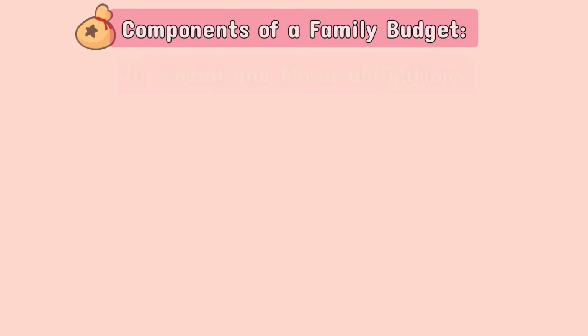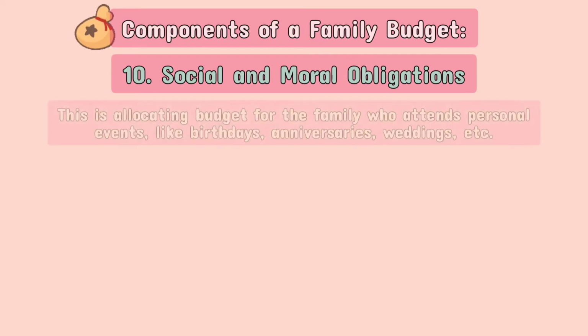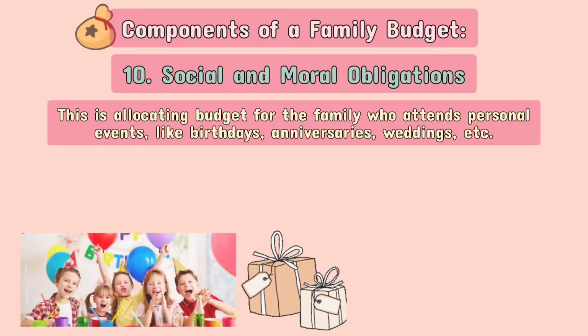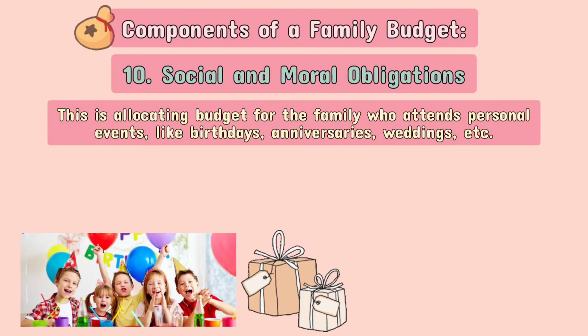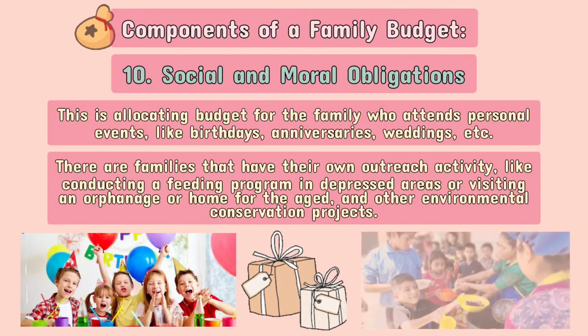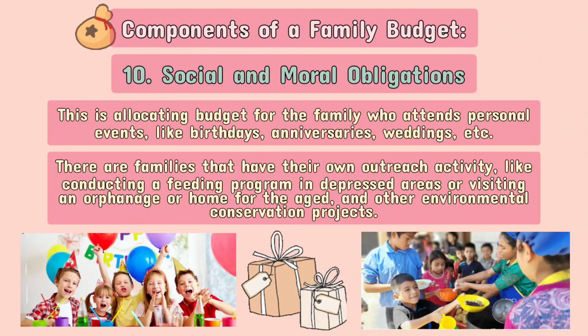And the last one is social and moral obligations. This is allocating budget for the family who attends personal events like birthdays, anniversaries, weddings, etc. There are families that have their own outreach activity like conducting a feeding program in depressed areas or visiting an orphanage or home for the aged, and other environmental conservation projects.